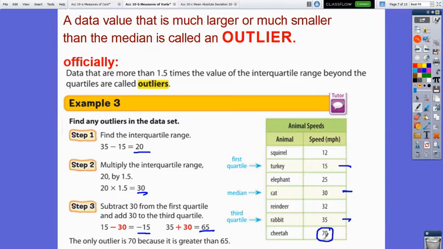Okay, what do you do with outliers? Well, sometimes you throw them out. Okay, you kind of disregard them when you are doing other analysis of your data.